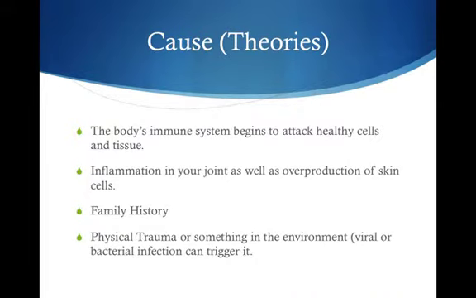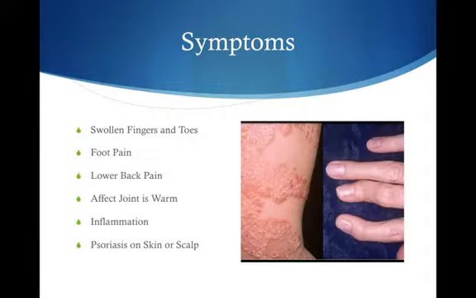There is no known cause of psoriatic arthritis. These are just theories of what scientists think. The immune system begins to attack healthy cells and tissues. Inflammation in your joints, as well as overproductive skin cells. Family history, so it's in your genes. Or some physical trauma like a viral or bacterial infection can trigger it.